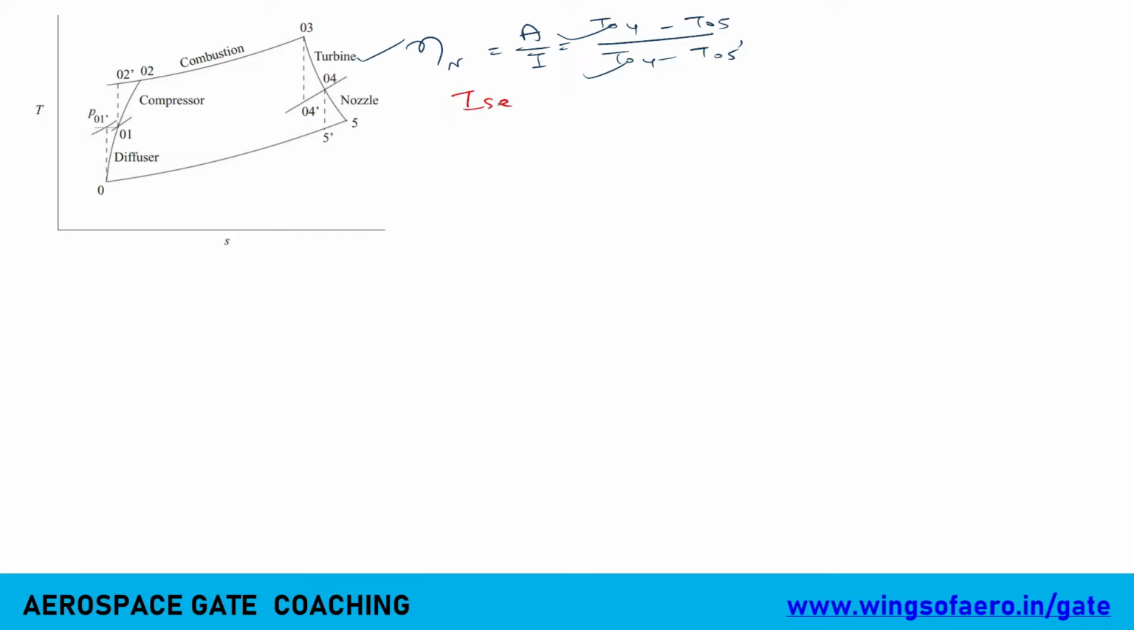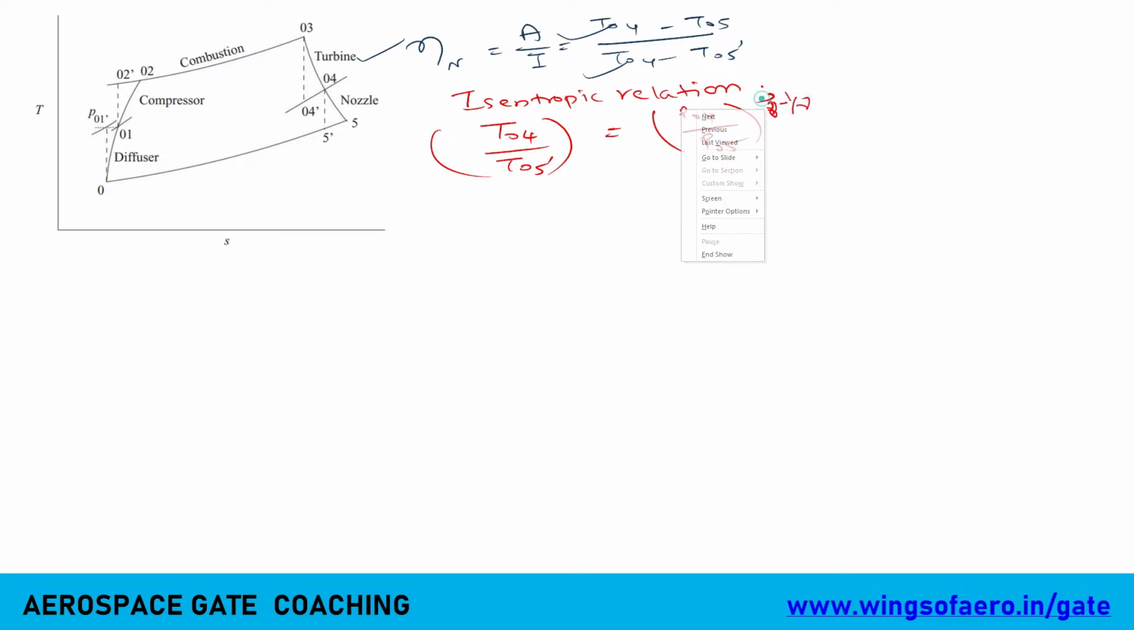Now let's look at it the other way around. Let's take the isentropic relation between point 4 and point 5. What will I get? T04 by T05 prime. Now what will the pressure ratio be? P04 by P05 to the power gamma minus 1 by gamma. Here, which gamma value will I use? 1.33 we are going to use. T04 is known, P04 we have, it is known. Do you have any clue what P05 is? Ma'am, we have to consider it choked, right?